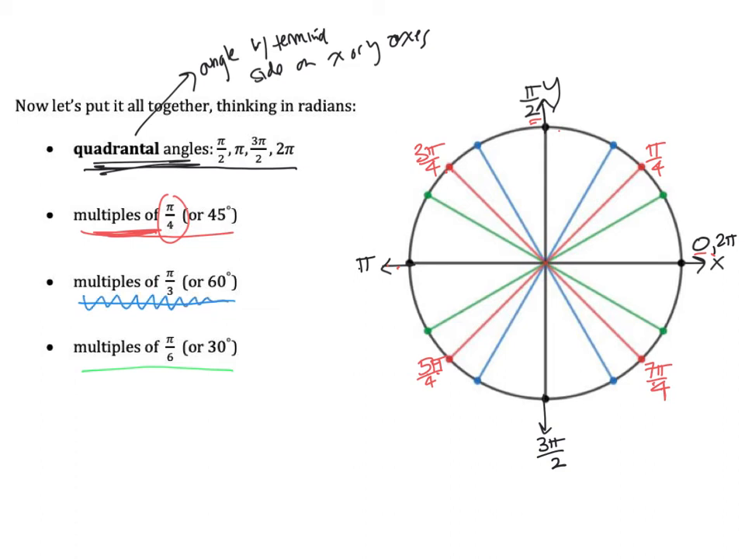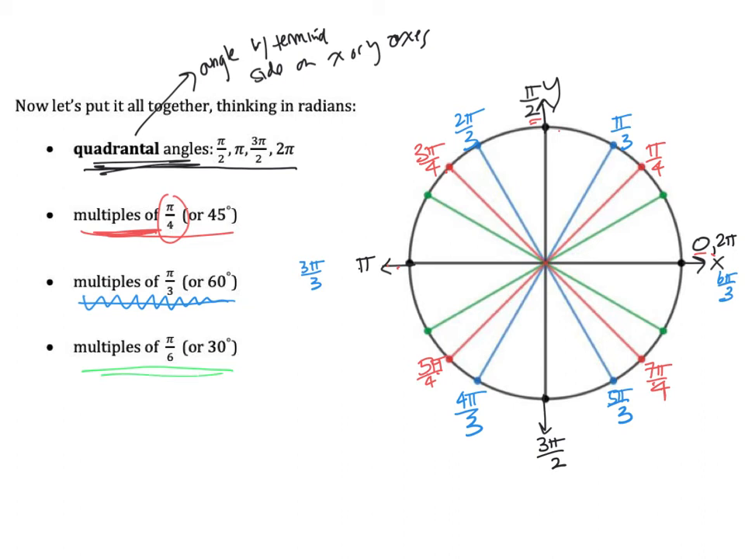So pi over 3 is 60 degrees. So this is 1/3 of the way around. This is 2/3 of the way around. This is 3/3 of the way around. This is 4/3 of the way around. 5/3, and then 6/3, of course, is 2 pi.